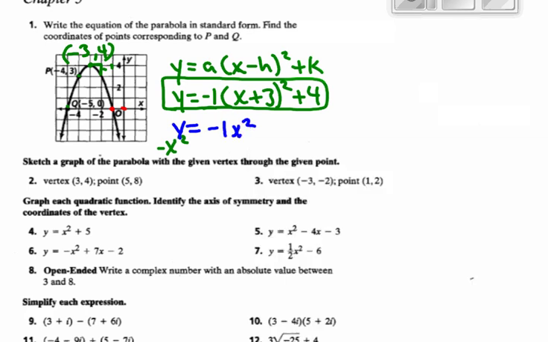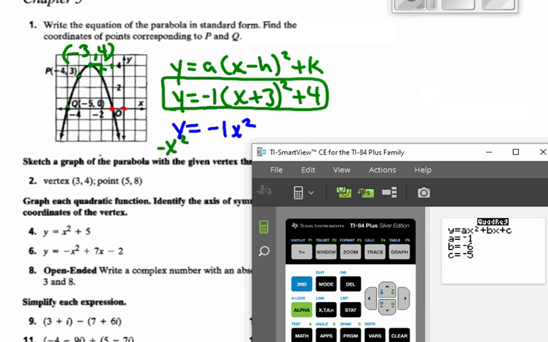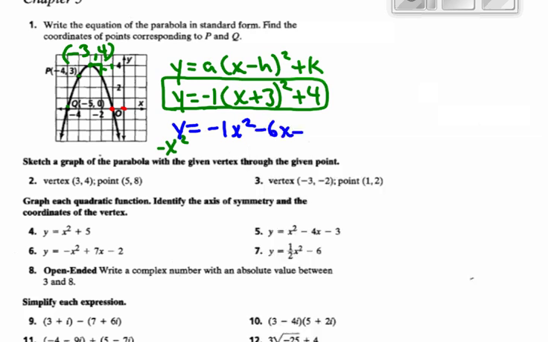Negative 1x squared minus 6x minus 5. Okay, now this is vertex form. To put it in standard form, I need to actually square out that right there. And I have the negative of that. That's x squared plus 6x plus 9.